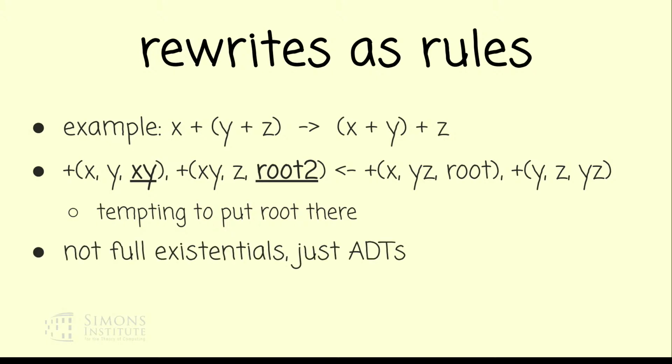It's also worth noting that we don't have full existentials. The existentials always appear in this final position that could be resolved from a functional dependency of the inputs. Right? This is what it means to be an algebraic data type. Your output is determined by your inputs.